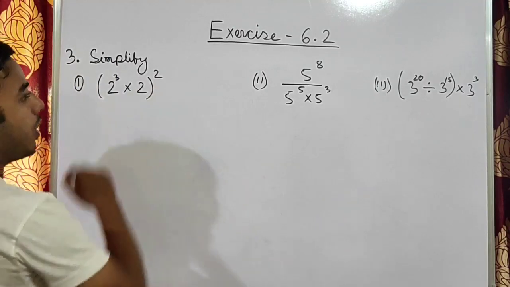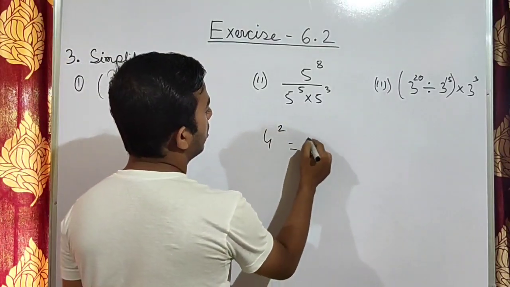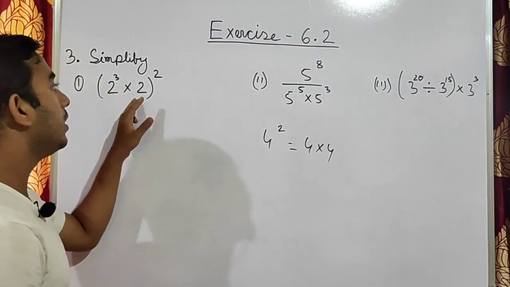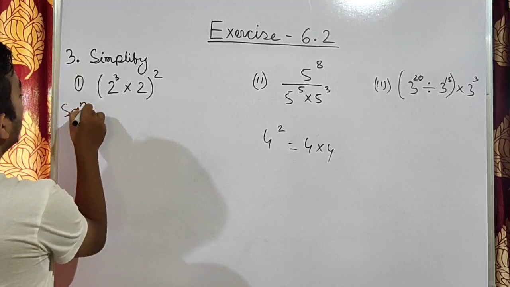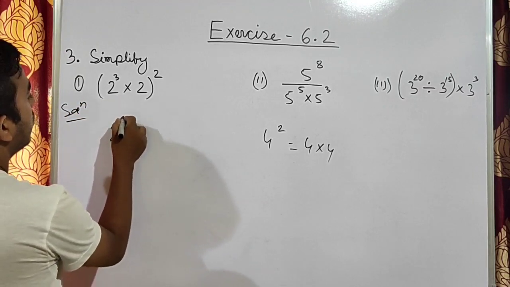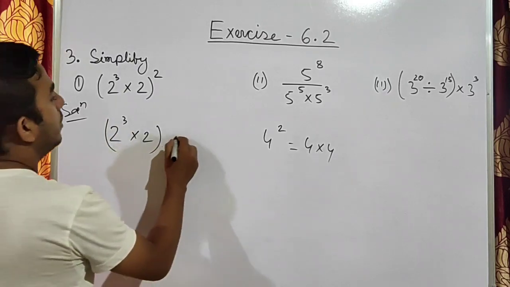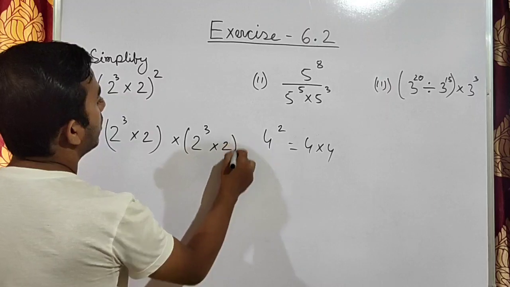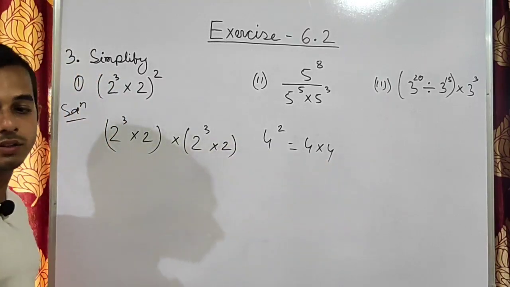Now look, square means what? For example, let us take 4 square. 4 square means 4 into 4, isn't it? So here, 2 to the power 3 into 2 square. Can we write this form like this: 2 to the power 3 into 2, then into 2 to the power 3 into 2? Can we write? Yes. Same as this form.